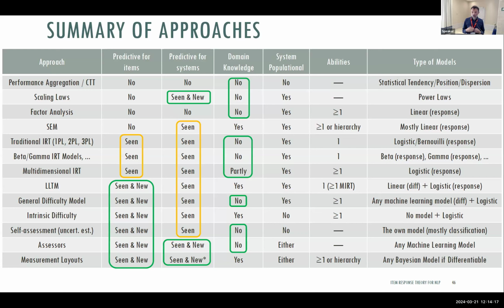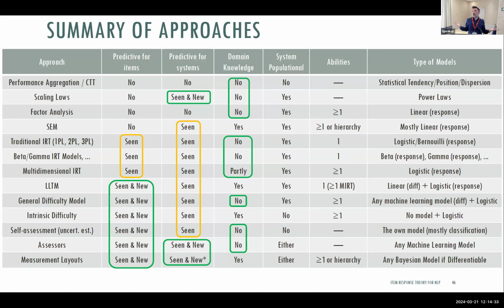And of course, the big question is, do I need time? Of course, this is very easy. The first row is very easy. Just take the data, calculate and aggregate, and just publish your paper. Okay, fine. And some others, IRT, you don't need a lot of domain knowledge. So at least do that.